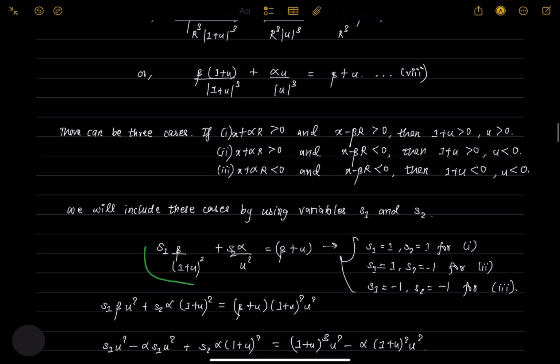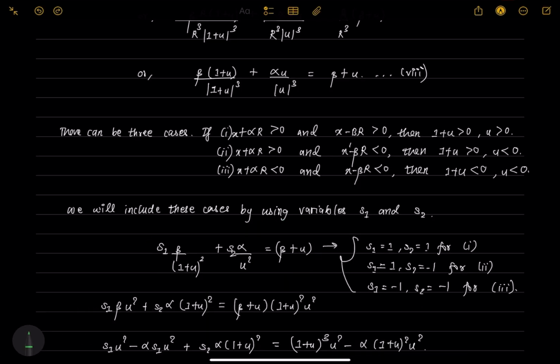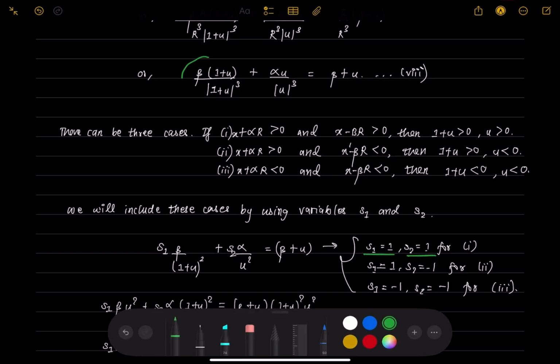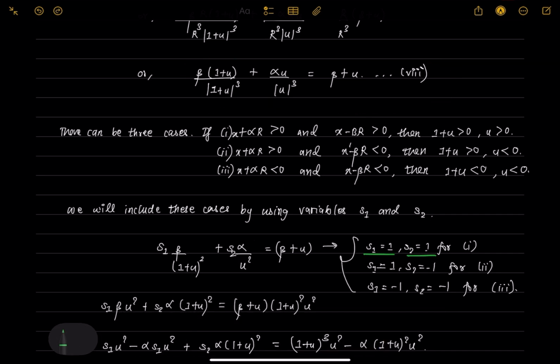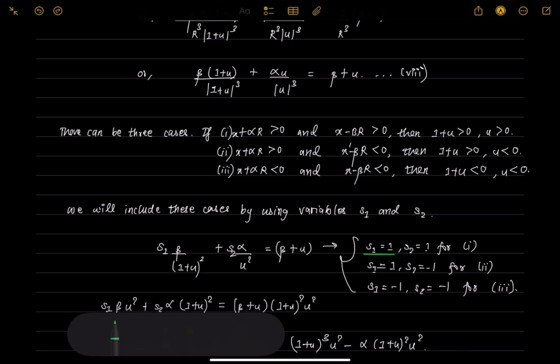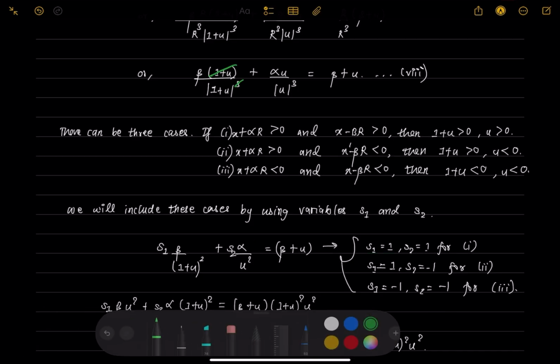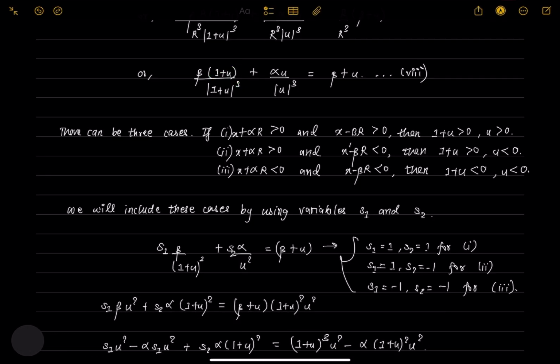So let's add in s1 and s2 in front of the terms in equation 8. In the first case, both are unity, both are plus. S1 and S2 are both plus 1, because 1 plus u and u are both greater than 0. They just become u and they cancel out with the term below. In the same equation, cancelling the numerator and the denominator will require us to know the sign of what 1 plus u and u respectively are.